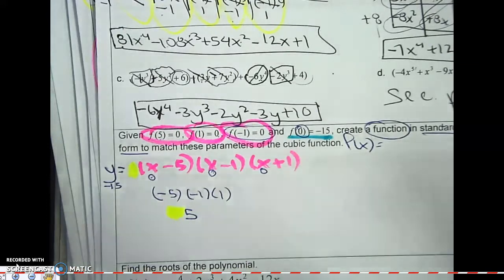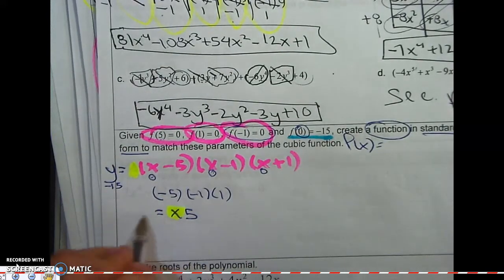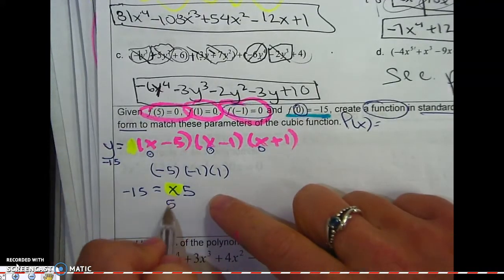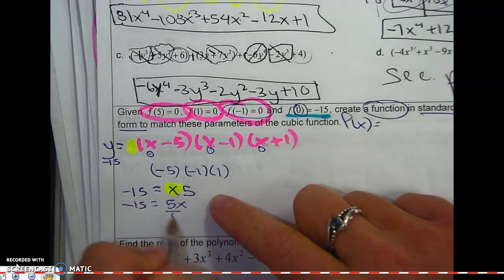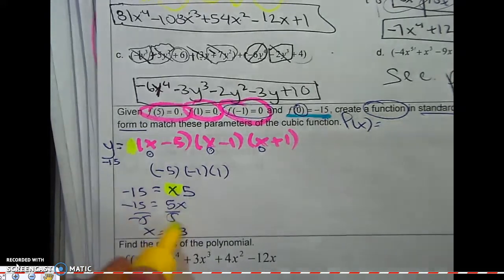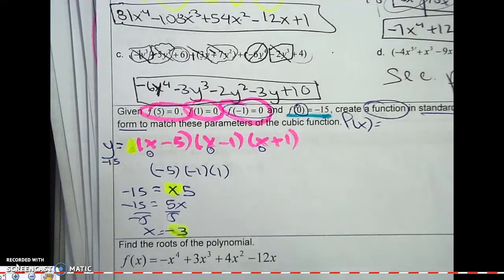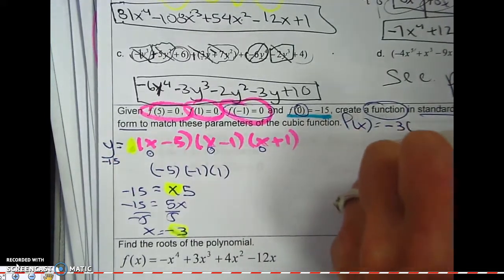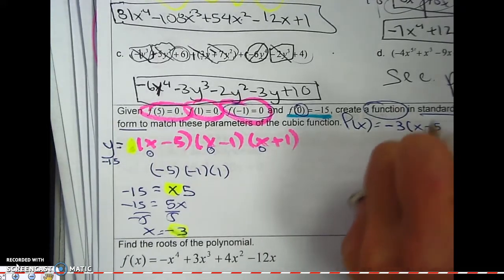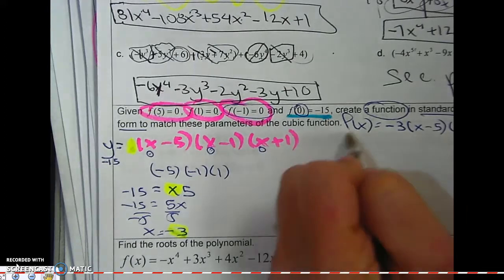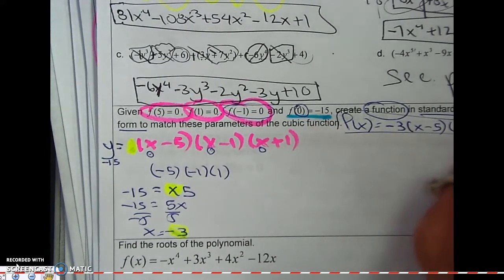If I don't know what that is, I call it x. And I know it equals negative 15. So this is like 5x equals negative 15, divide by 5, x equals negative 3. What I figured out is what number goes in front. So now my function is negative 3, parentheses, x minus 5, x minus 1, x plus 1. That's my answer in factored form.